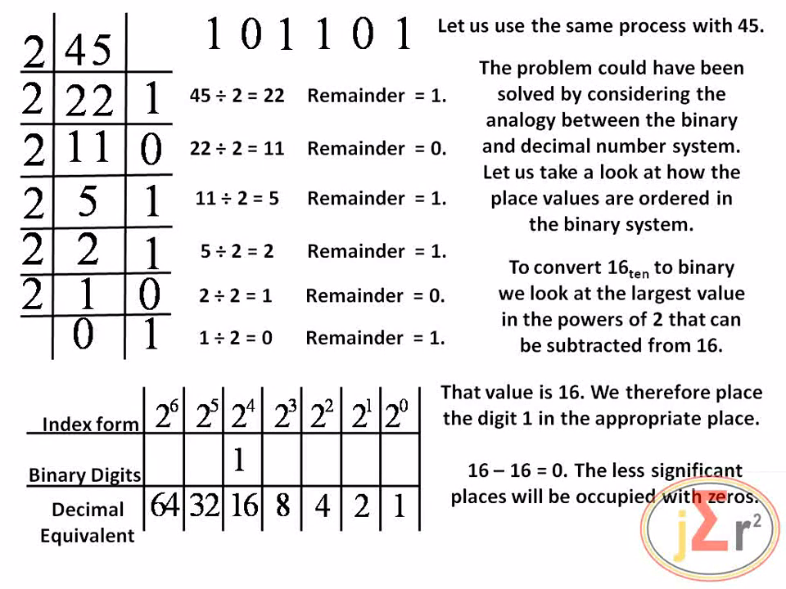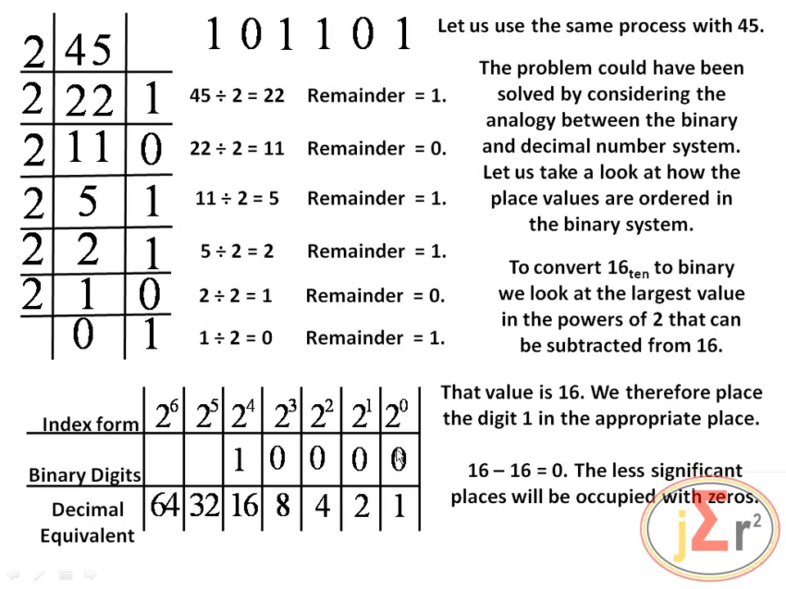So after we have placed the 16, we have no other value to place. All of the values are placed already. What more do you want? Therefore, the less significant places will be occupied by zeros. So those are the less significant places. We have, of course, 2 to the power 4 is 16. So we have a 1 right here.